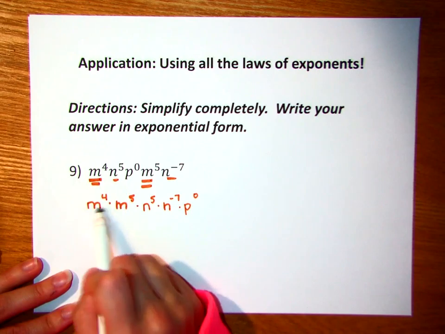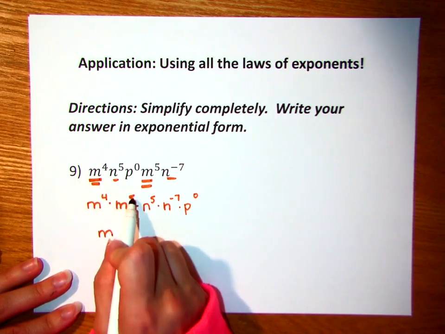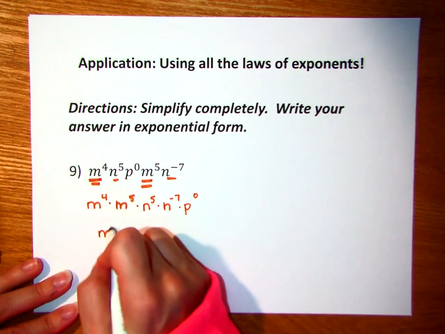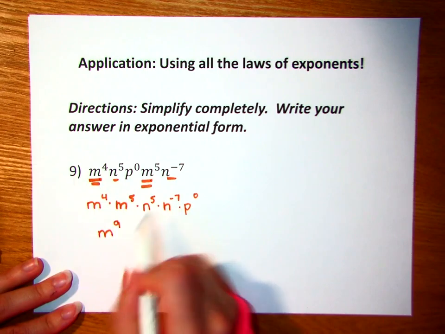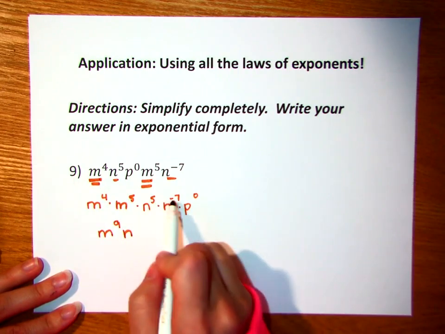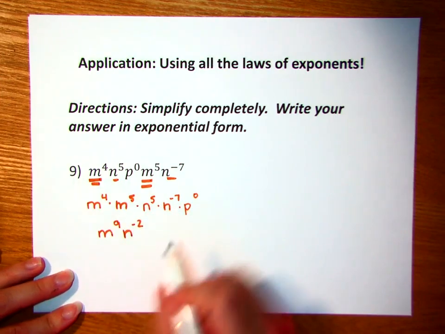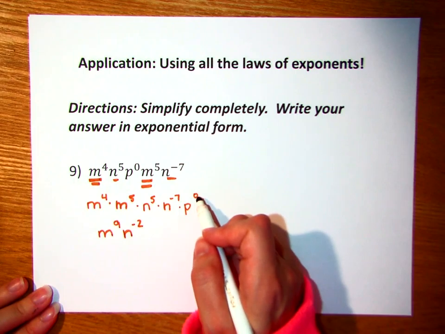Now if you see the same base here, you keep the base. And what do we do with those exponents? We add. 4 plus 5 is 9. I see the same base. What do we do with those exponents? Keep the base. We add. 5 plus negative 7 is negative 2. And then we have p to the 0th power. Anything to the 0th power is 1.